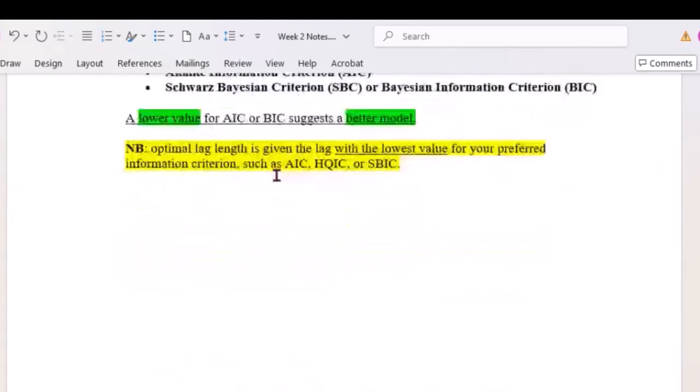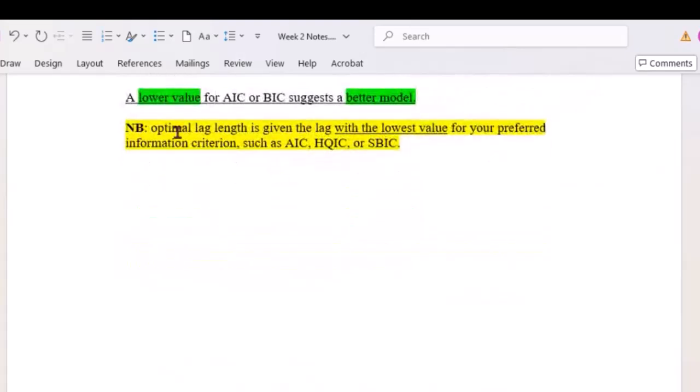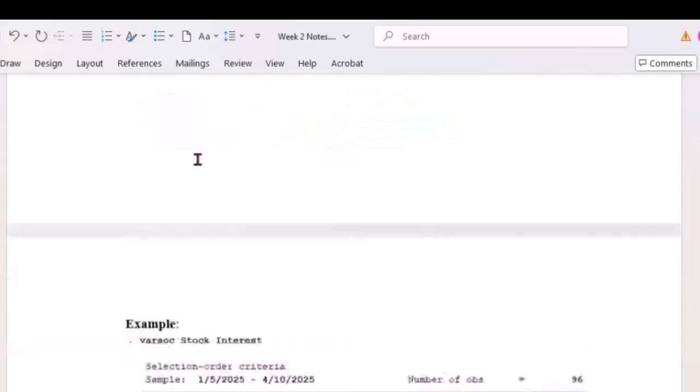So we have an NB here. Optimal lag length is given by the lag with the lowest value. This is what we should consider. The one with the lowest value is actually the preferred model. It is the one that gives the maximum or the preferred information. And I have an example here.